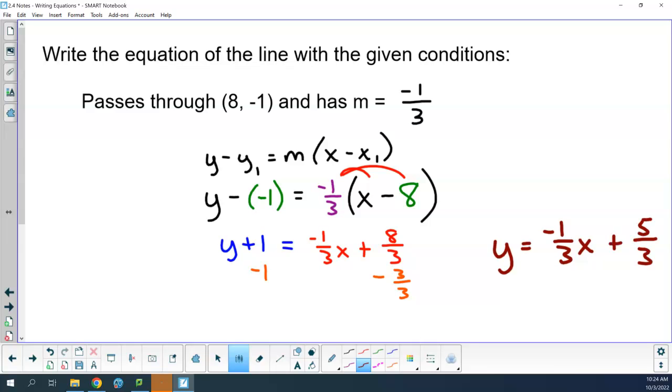5/3. And all slopes should be in improper fraction form, and when you're dealing with lines, everything should be in improper fraction. It just makes it cleaner. Questions, comments, concerns?